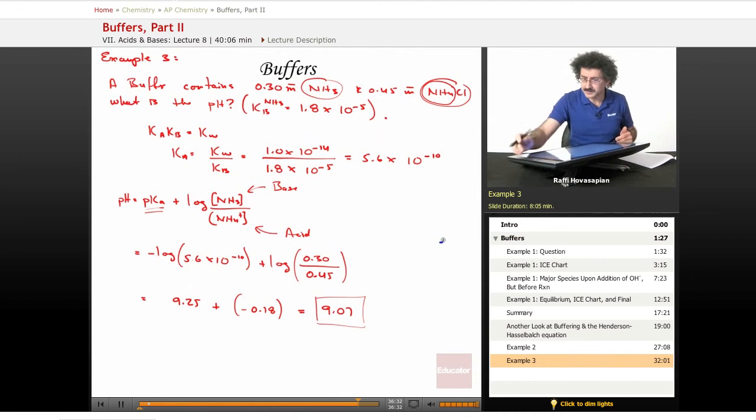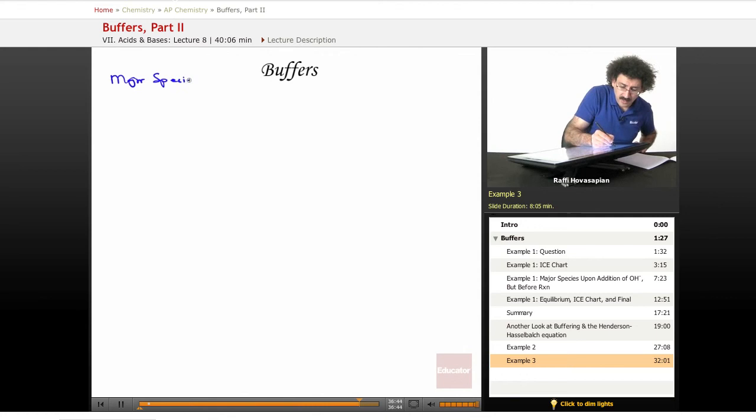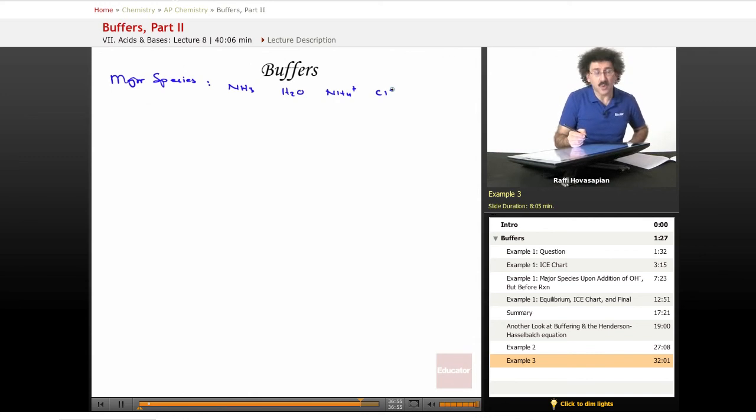So we could have done the following. We could have said, okay, what are our major species? Well, our major species are ammonia, water, ammonium, and chloride. Well, what's going to dominate the equilibrium? What's going to dominate the equilibrium is that. Because again, the Kb for H2O, for H2O we're talking about 1.0 times 10 to the negative 14. This is 1.8 times 10 to the negative 5. It's so much bigger than that, so these are going to dominate.